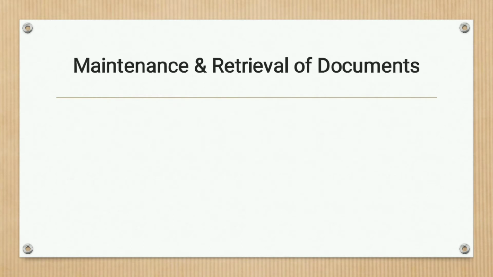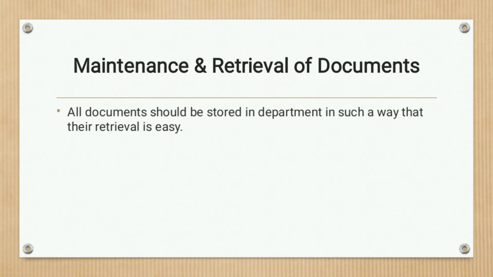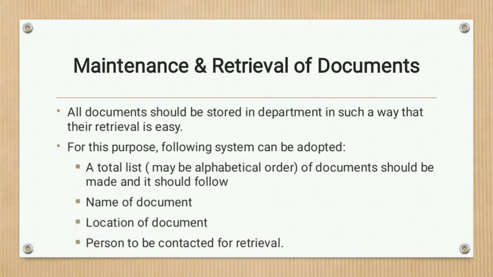Then coming to the next one, maintenance and retrieval of documents. All documents should be stored in the department in such a way that their retrieval is easy. That is, all the documents should be placed in such a way that whenever needed, they can be easily accessed. For this purpose, the following system can be adopted.